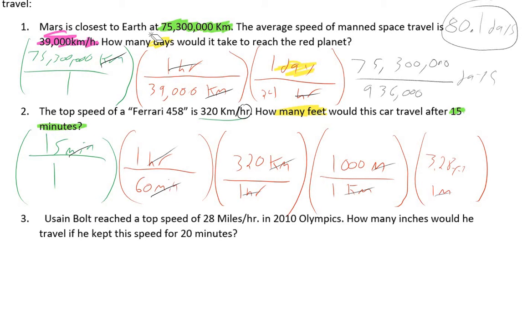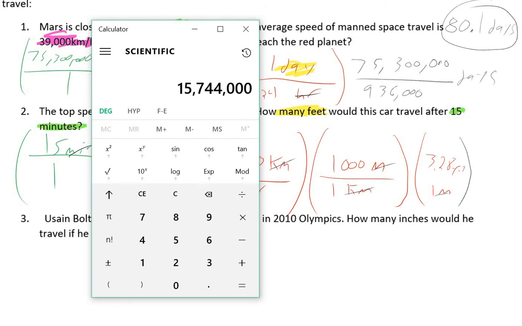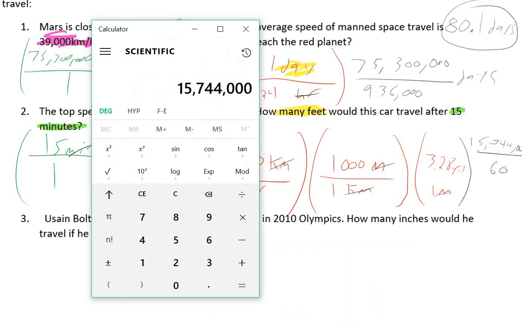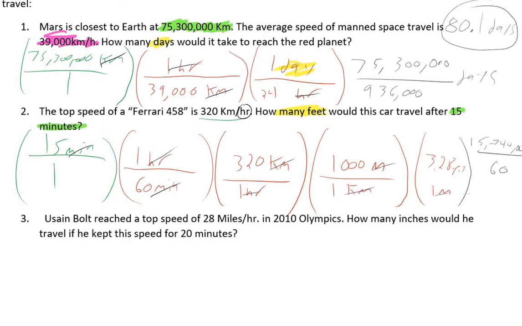Let me rewrite this here. Let me get rid of this so I can have more space. And then our numerator is 15,744,000. And that's going to go over 1 times 60 times 1 times 1 times 1, so over 60. And we take our numerator here and just divide it by 60. It happens to be very convenient in this case. And we're left with 262,400 feet.